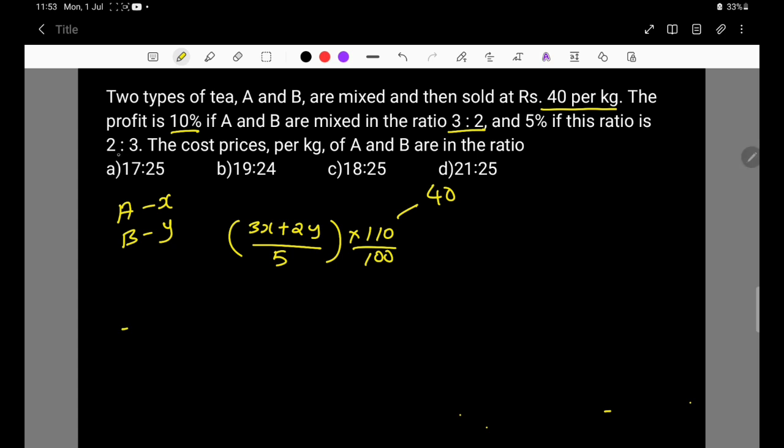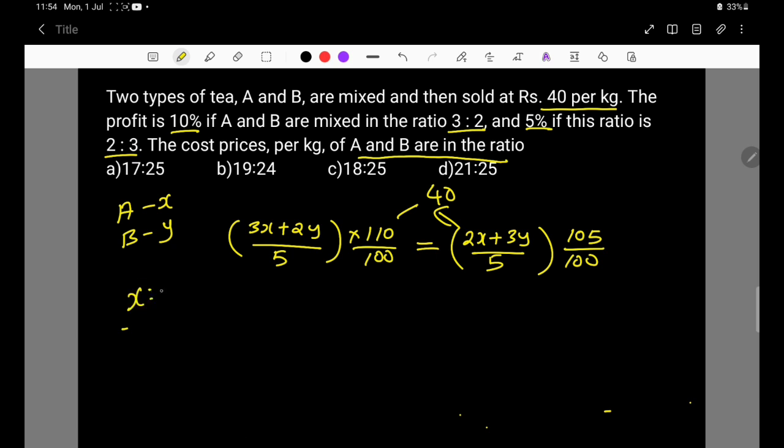In the second combination, 2:3, he got 5%. Therefore (2x plus 3y) by 5. This is the 1 kilogram quantity of the second combination, got 5% profit. This also will be 40. In both combinations he sold at rupees 40 per kg. Therefore these two things are equal. So what do we want to calculate? We have to calculate the ratio between the cost price of A and B. So we have to calculate x is to y.